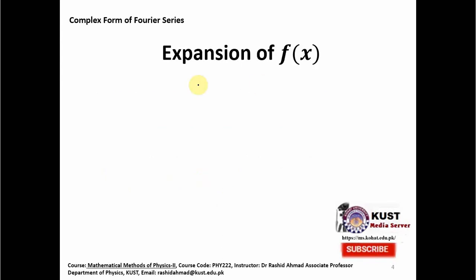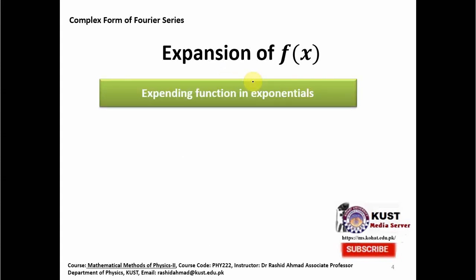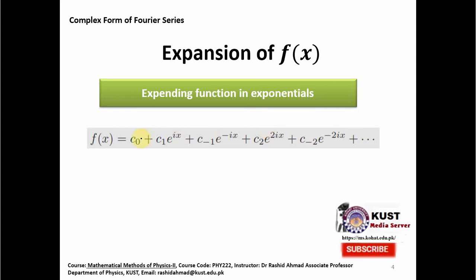For this, we first of all need to expand a given function f of x into exponentials. So rather than expanding the function into the sines and cosines form, we have to expand this function in terms of exponentials like this. You can see over here that f of x is c0, the first coefficient, times e raised to the power 0x, because this term is for n equal to 0, and then we have the second term where n is equal to 1, and so on.